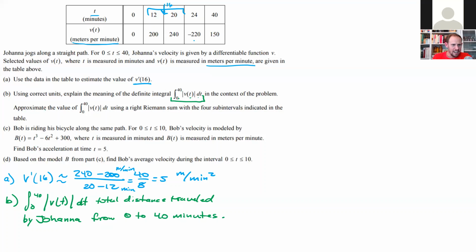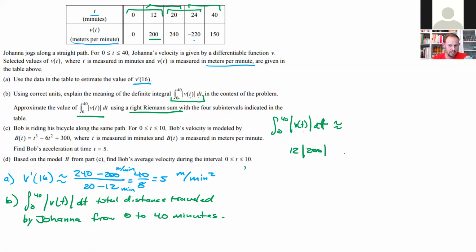All right. Approximate the value using the right Riemann sum and 4 subintervals. Well, it's going to be the 4 subintervals right here. So like we've got 1, 2, 3, 4. Amazing how that works out. So let's go ahead and approximate that value. So the integral from 0 to 40 of the absolute value of v of t dt is approximately equal to, let's see, the width of this interval is 12. And the height, we're going on the right side. So the right side would be that one. And it is technically the absolute value of that because it's absolute value.